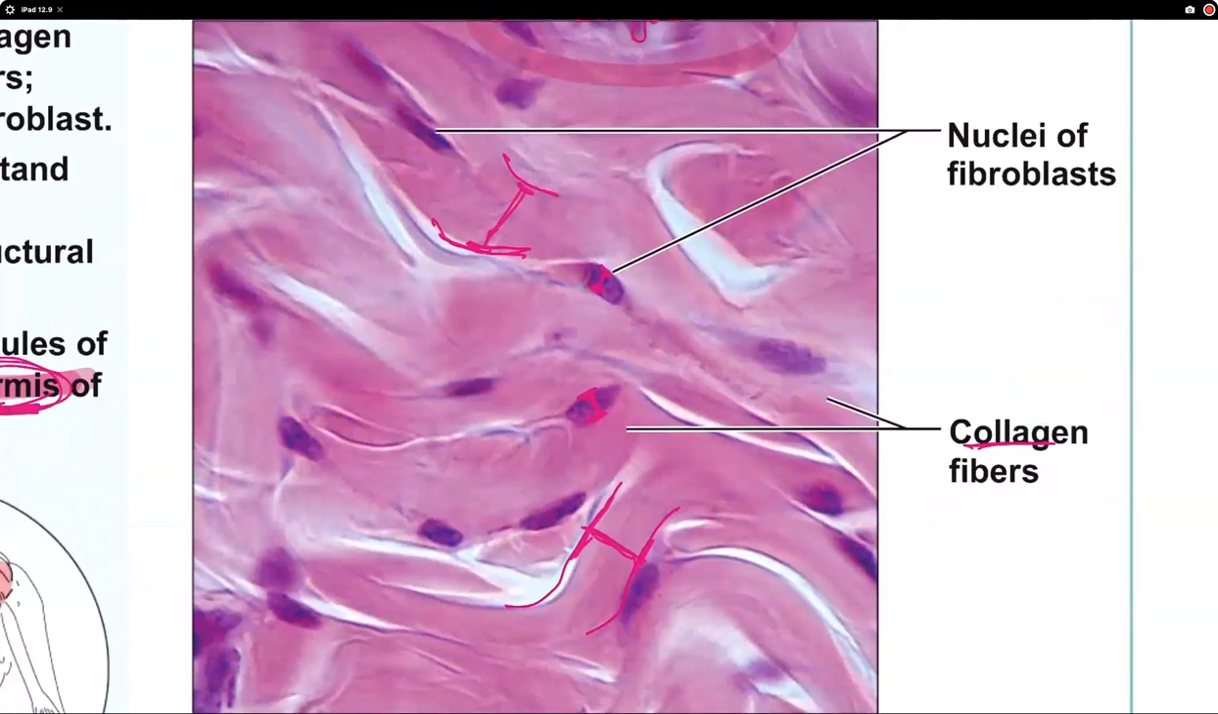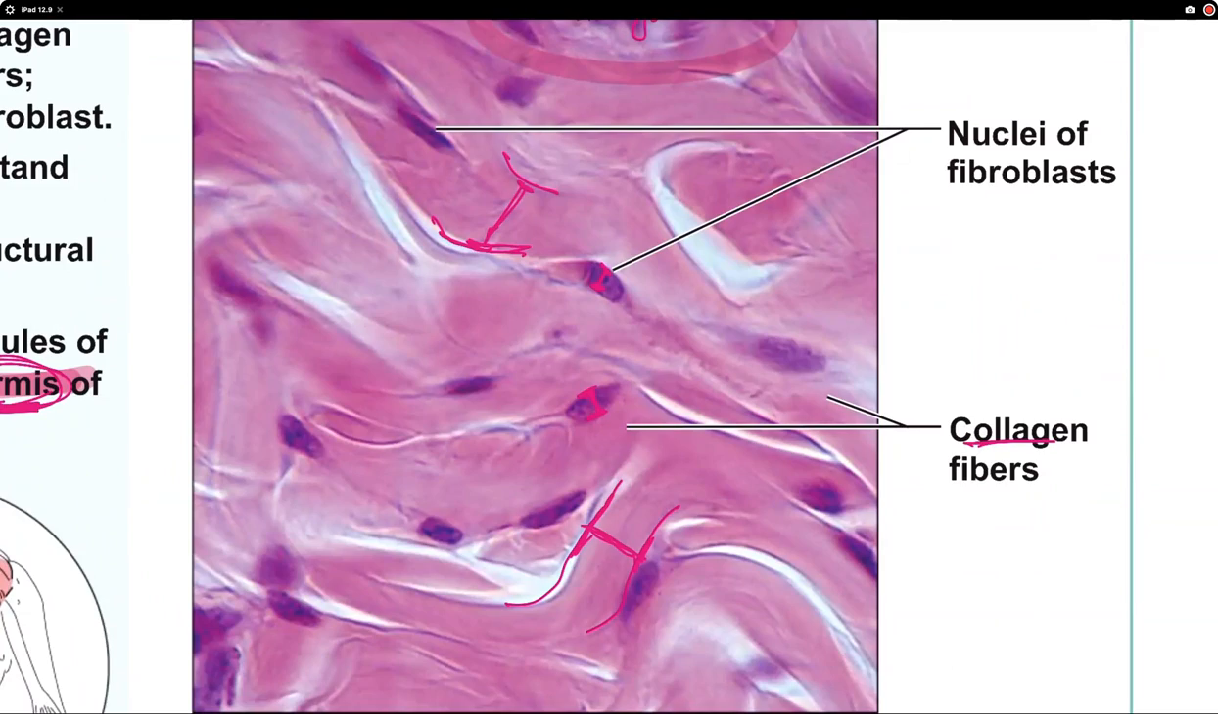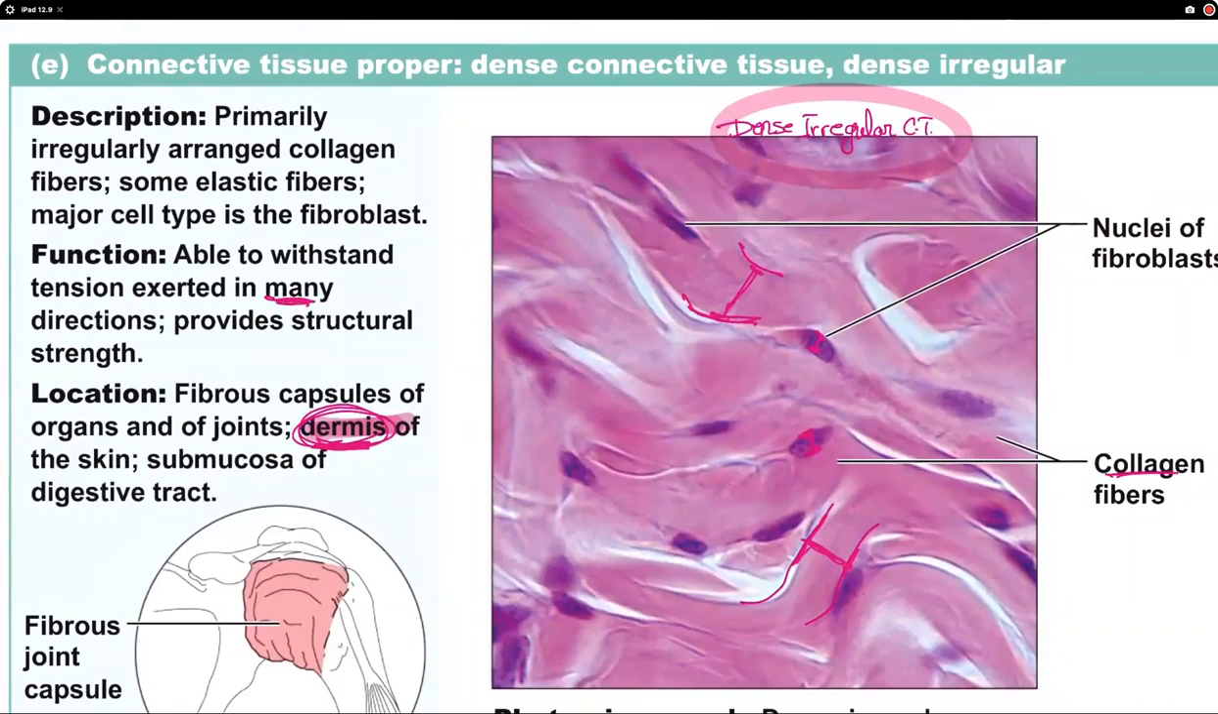Unlike the dense regular, the dense irregular connective tissue is going to be able to accommodate and allow tension in many directions. And this is going to be present in the organ capsules. So whenever you're running, your liver is going to be moving up, down, sideways. So what keeps it in its place is going to be the organ capsule that is attached to the surroundings. So you're going to be always applying tension on those organ capsules. So why have you never heard of somebody rupturing an organ capsule? Because simply those organ capsules are formed by dense irregular connective tissue, which can tolerate tension exerted in many directions.